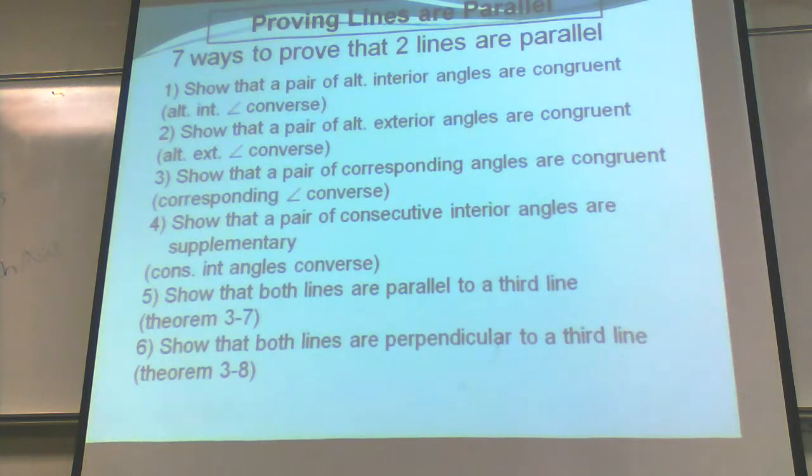Consecutive and same side of the line. Just put it up. All right. Can I go past this? Sure.